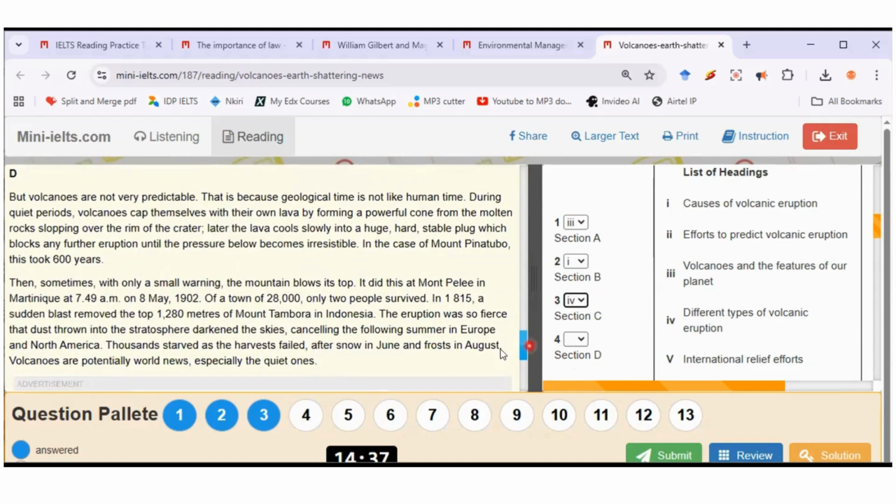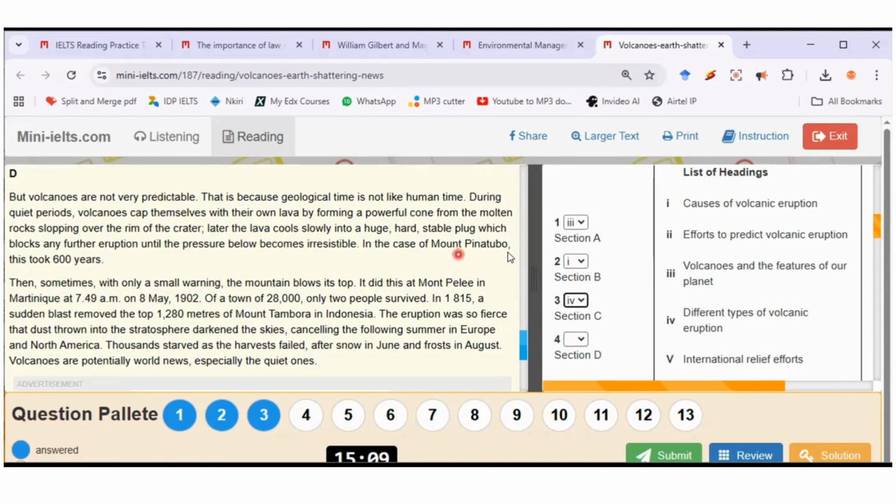And then paragraph D now. But volcanoes are not very predictable. Aha, that's number two, efforts to predict. Let's be sure. That is because geological time scale is not like human time. During quiet periods, volcanoes cap themselves with their own lava by forming a powerful cone from the molten rock sloping over the rim of the crater. Later, the lava cools slowly into a huge, hard, stable plug, which blocks any further eruption until pressure below becomes irresistible.